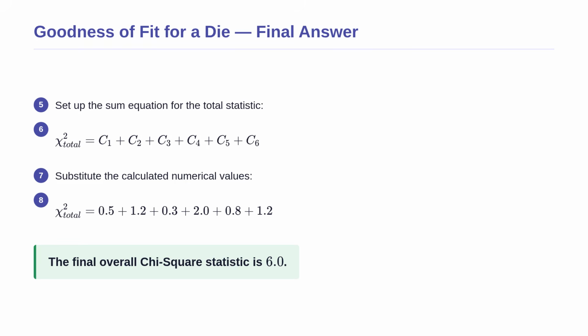Continuing with our die experiment, we use the additive property to combine the individual error contributions. We substitute the specific numerical values calculated for each face of the die into our sum equation. We simply add 0.5, 1.2, 0.3, 2.0, 0.8, and 1.2. The final overall chi-square statistic for the die is 6.0. The researcher would then take this single number and compare it against a standard chi-square distribution table to determine if the die is truly fair or biased. This single number makes the final decision-making process incredibly simple and clear.